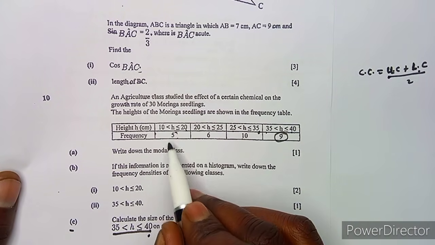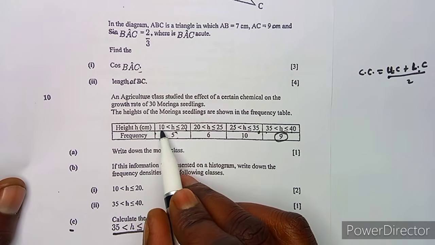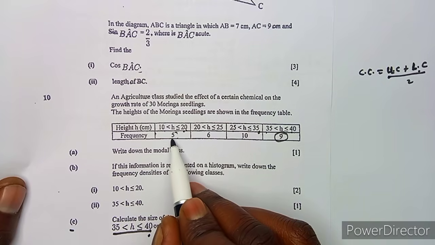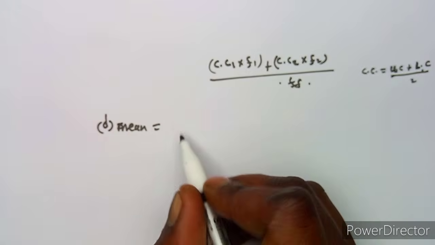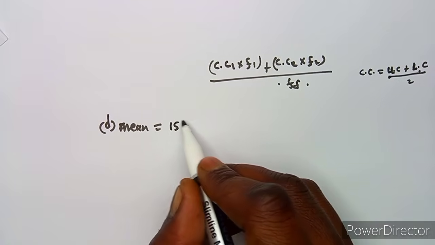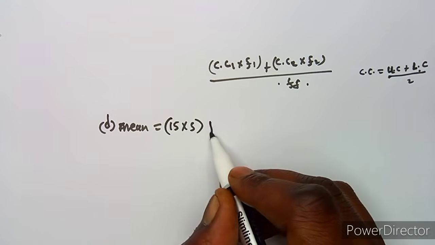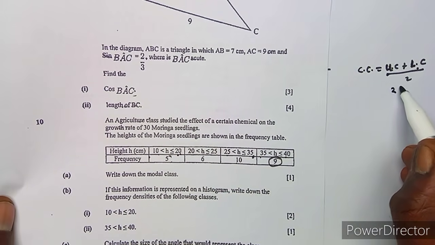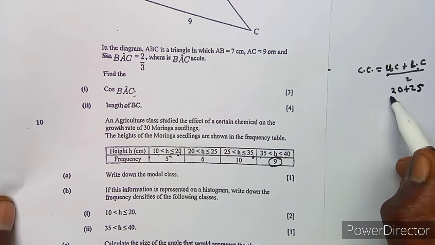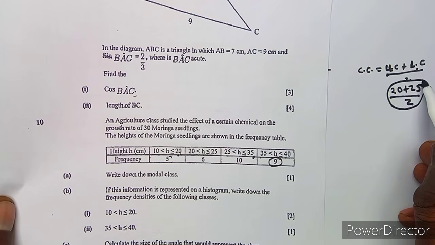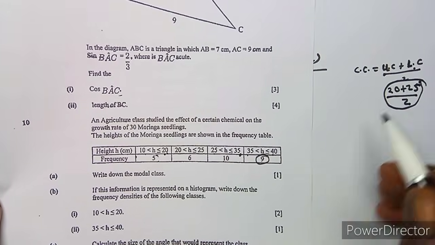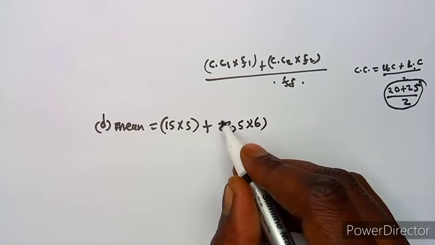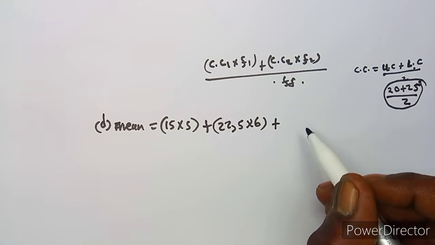So it's going to be 15 times 5. Ten plus 20 is 30, divided by 2 is 15, times 5. That's your class center. So we have 15 times 5 plus, you move on to the next one, 20 and 25. You add 20 plus 25 over 2, so you're going to obtain 22.5 times 6. You move on, 22.5 times 6, and so on. So this is what you're going to do.